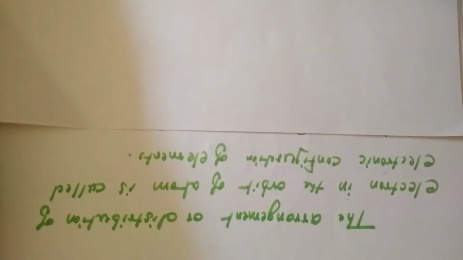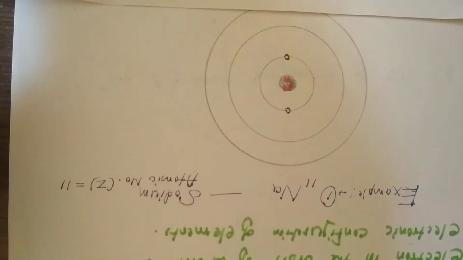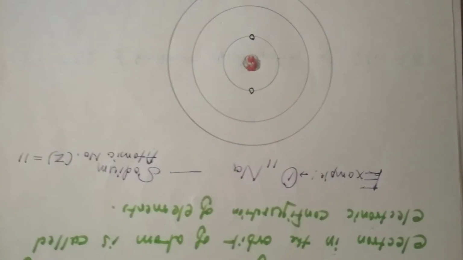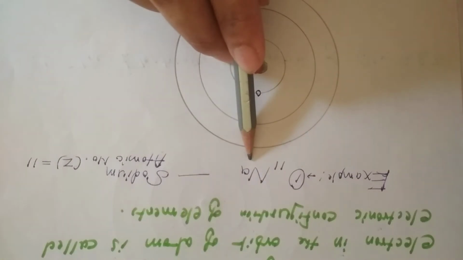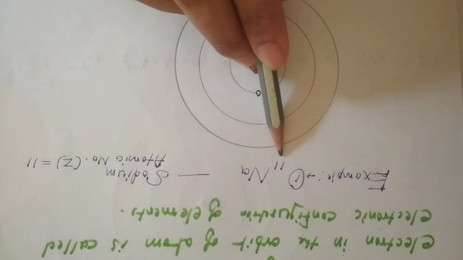Now we have seen how many maximum electrons are present in the first orbit, second orbit, third and fourth. So we put the electrons in their arrangement, and this is called the electronic configuration. Now we look at one example so we can understand easily. First we take the example of sodium. The symbol of sodium is Na and the atomic number is 11.